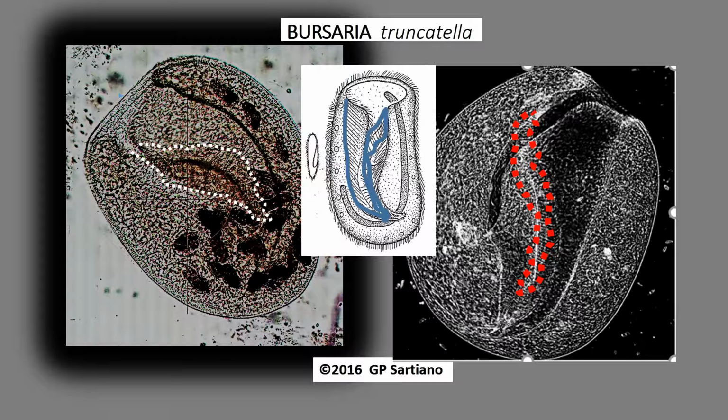Bursaria has prominent adoral zone ciliary membranes which spiral downward deep into its huge buccal cavity. These are so pronounced that at one time Bursaria was considered to be a spirotrich.